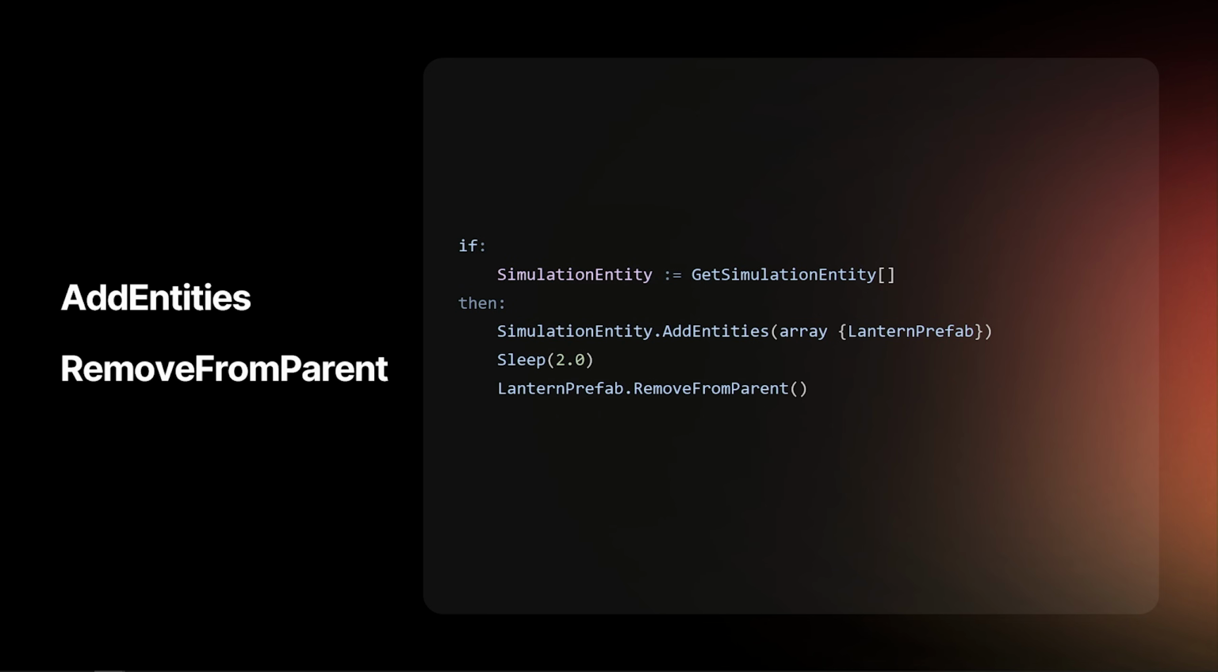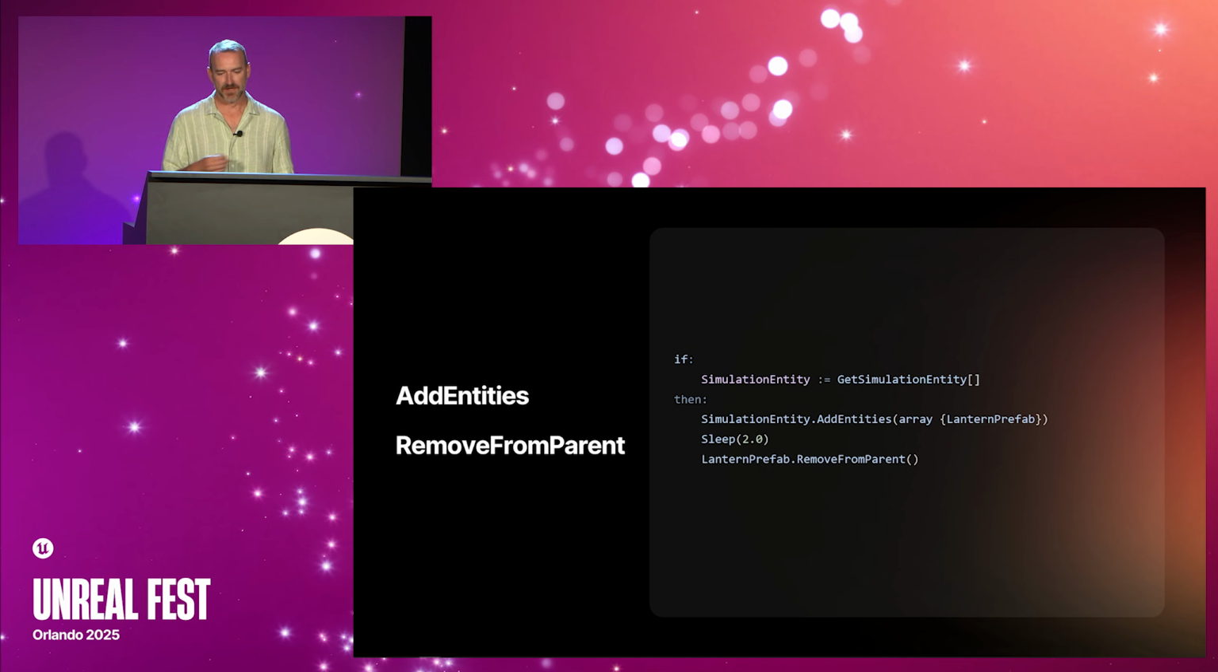And so our entities need a parent. So when you just need to add it to the world, you get the simulation entity and add it there. Here, waiting 2 seconds and then calling RemoveFromParent. When an entity or prefab doesn't have a parent, it is removed from the world. So that's how we get rid of things.